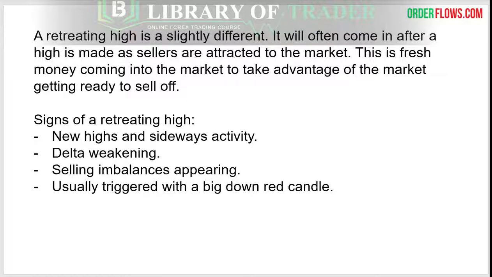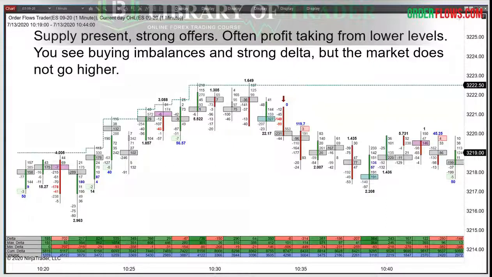The signs of a retreating high are new highs and sideways activity, delta weakening, selling imbalances appearing, right? You're at your high, you've got weak delta and selling imbalances appearing. Well, that's not a good sign, right? That's a sign of a market getting ready to sell off, and you're usually going to see a big down red candle. So let's take a look.